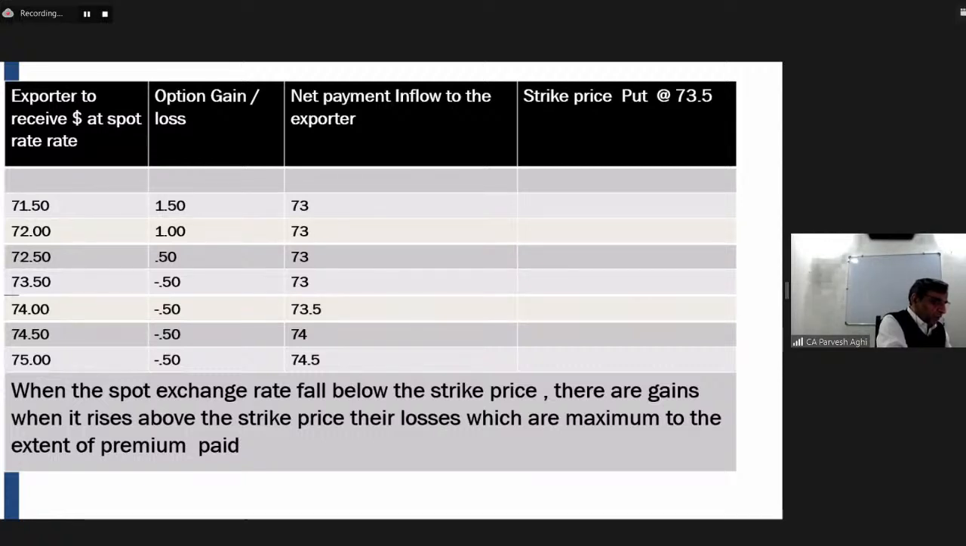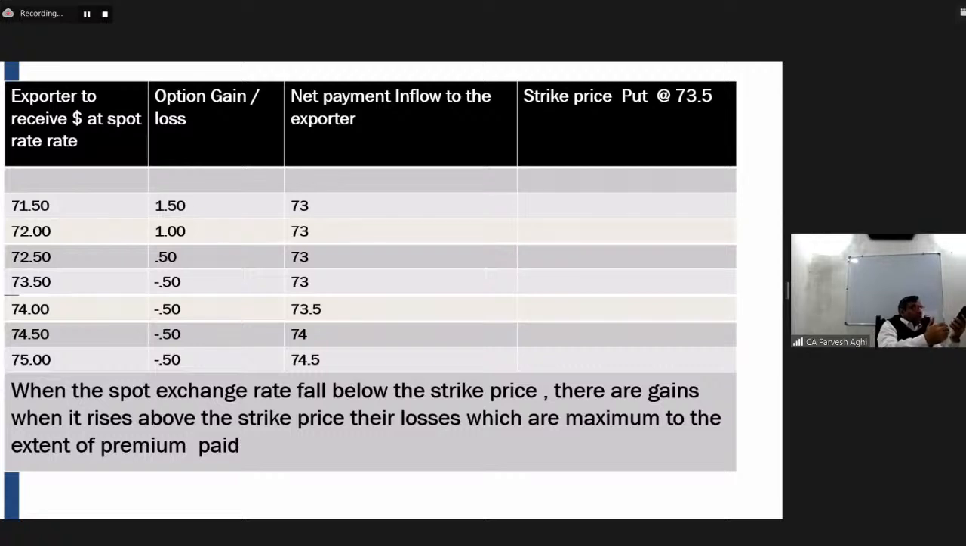Okay, so the question from Sumit Jain: when the option expires, does the importer or exporter always gain in net import export transaction? This is also a question which you should ask yourself. First of all, he is hedged. Now, suppose the dollar touches 75. In the case of an exporter, if he had not taken a hedge, he would have got 75. But since he has paid a premium, his total inflow reduces by 50 paisa.